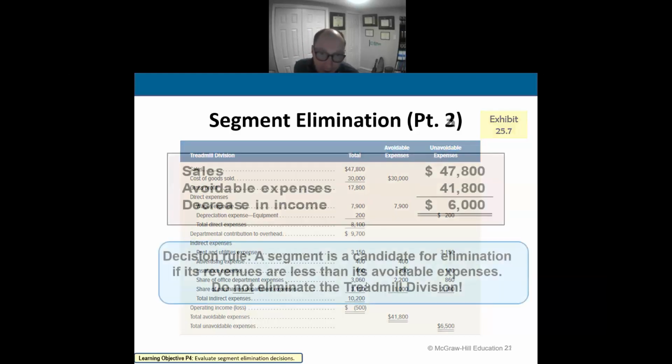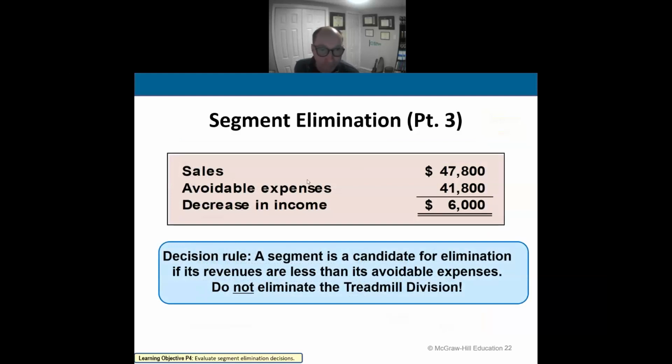So do I eliminate making treadmills or not? Well, if I stop selling them, I'm going to have a decrease in total income of $6,000. Why is that? I have sales of $47,800. I have avoidable expenses of $41,800. So sales minus avoidable expenses will give me a decrease in total income of $6,000. $6,000 is a lot more than a $500 loss.